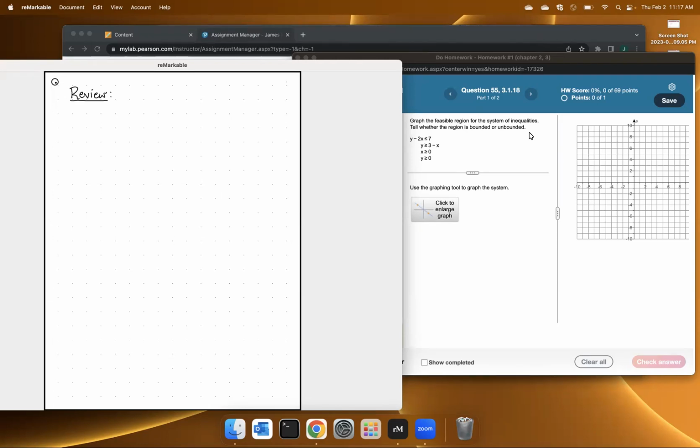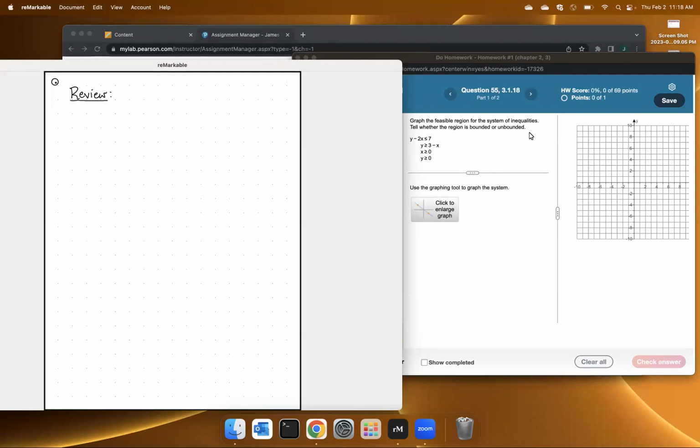Okay, so question 55, your numbers might be a little bit different, but hopefully you can follow along and fill out your problem as well as we go. So the first thing to do here is to try to graph this system of inequalities. Once we graph the system of inequalities, we need to figure out what the feasible region is. And the question also asks us to tell if that region is bounded or unbounded.